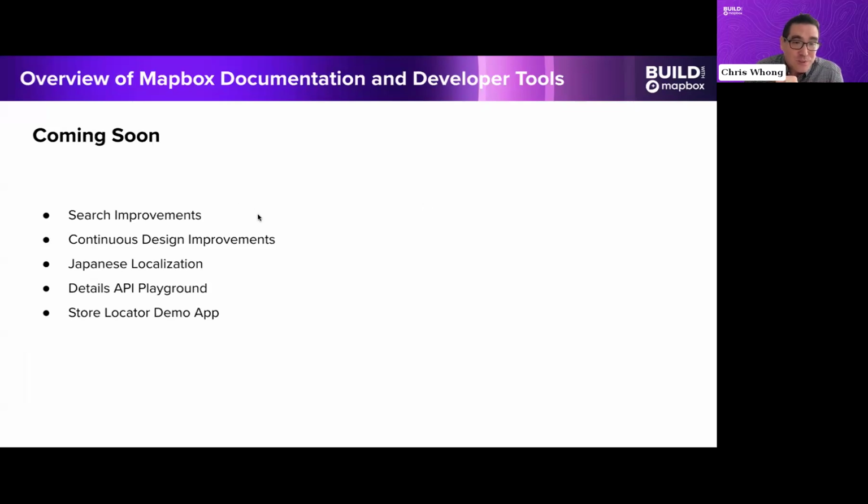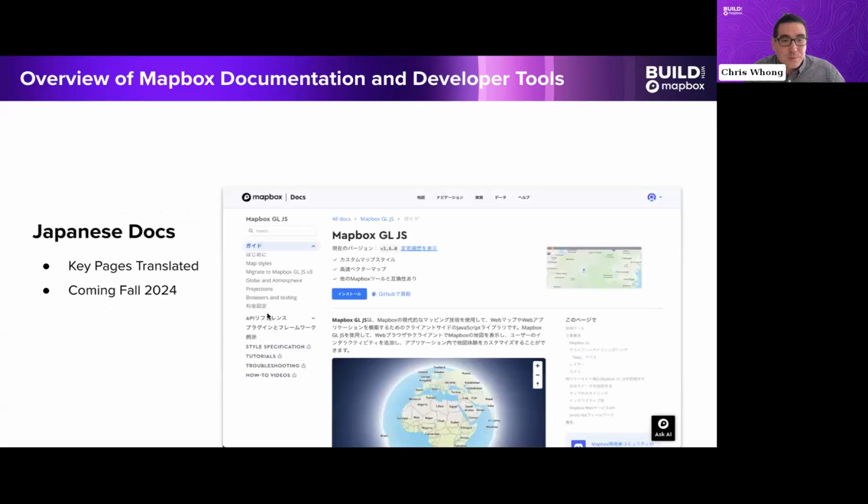So we have search improvements coming soon. We have a lot of design improvements you may have seen sprinkled in over the months, but we're constantly improving the docs overall platform design. We're doing Japanese docs for those of you who are interested in foreign language support, and we would also love to know what other languages you would love to see. We have a details API playground for our new details API. And then we have the store locator demo, which I mentioned earlier.